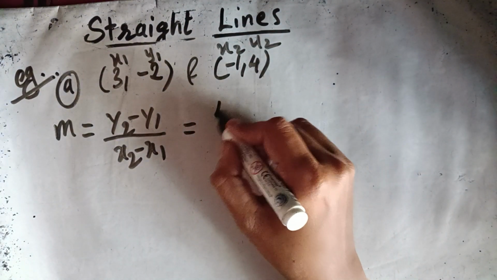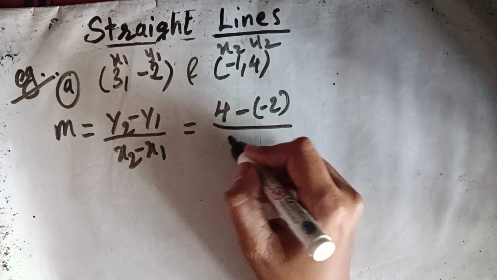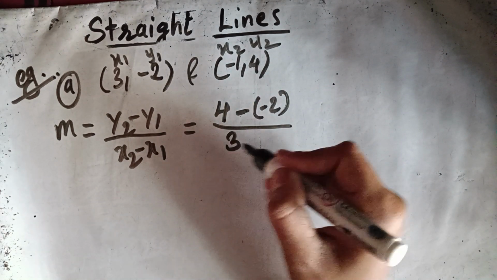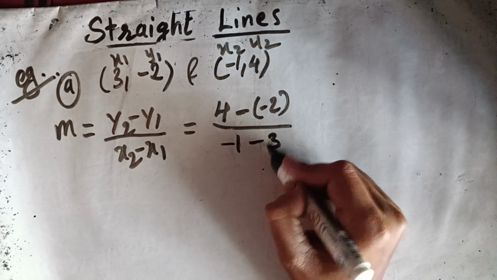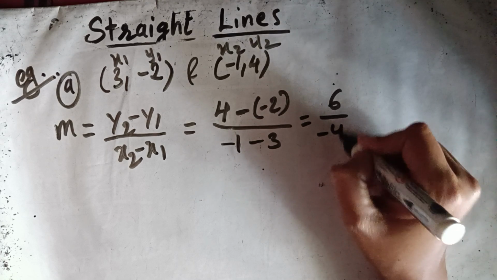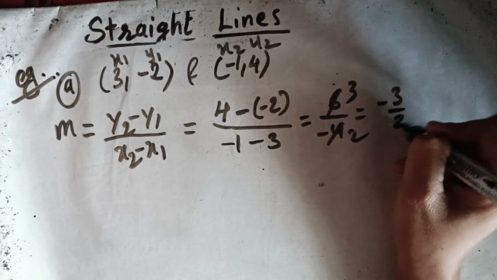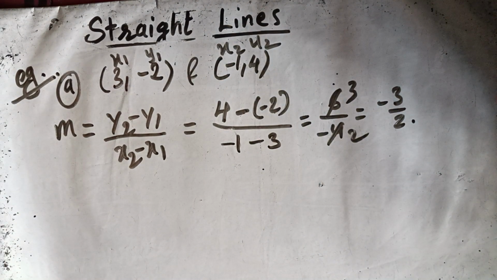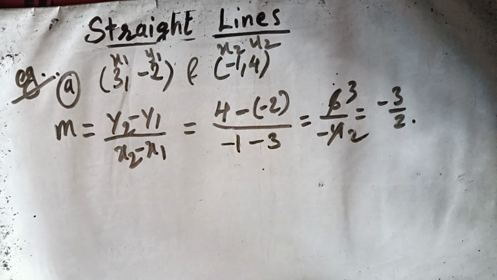So y2 is 4 minus of minus 2 upon x2 is 3 minus 1, sorry, minus 3. So this is 4 plus 2, 6 upon minus 4. So this is minus 3 by 2. Okay. The other two you have to solve in the same way. So the second one which is given, it's in the textbook.